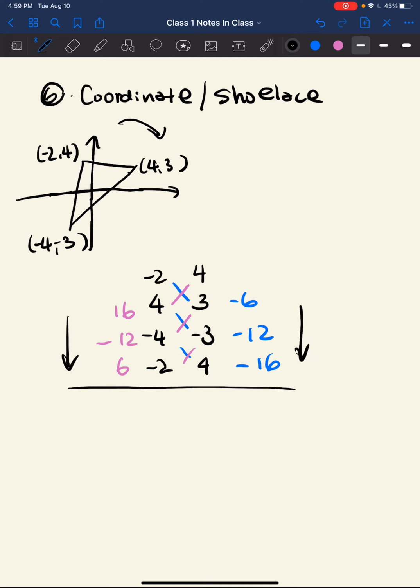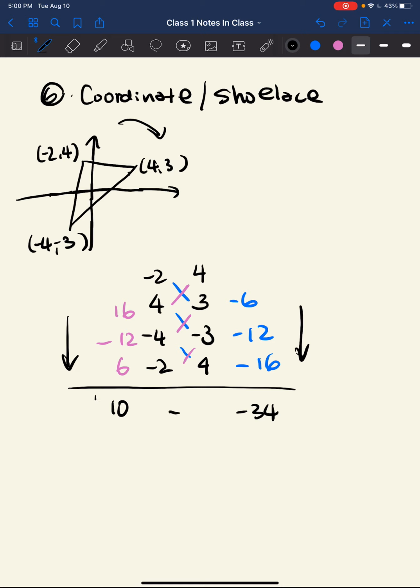Then we add the left side together, and add the right side together. So the left side, 16 minus 12 plus 6 should equal 10, and the right side, -6, -12, and -16 should equal -34.